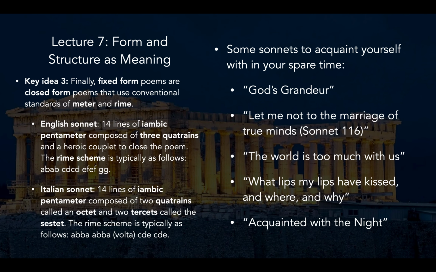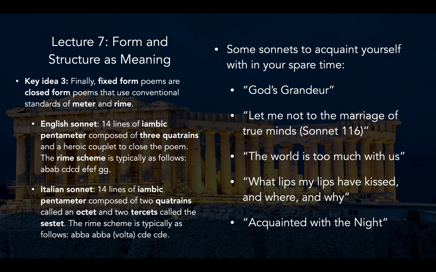But some fixed forms of poems, or some closed forms of poems, are also referred to as fixed forms or conventional forms. Fixed form poems use conventional standards of meter and rhyme. We won't get into a villanelle or a sestina or something like that, but what I do want to introduce you to is the sonnet. The sonnet is kind of the king of conventional meters or fixed forms of poetry in Anglophone literature. And we've got two basic kinds: the English sonnet and the Italian sonnet.